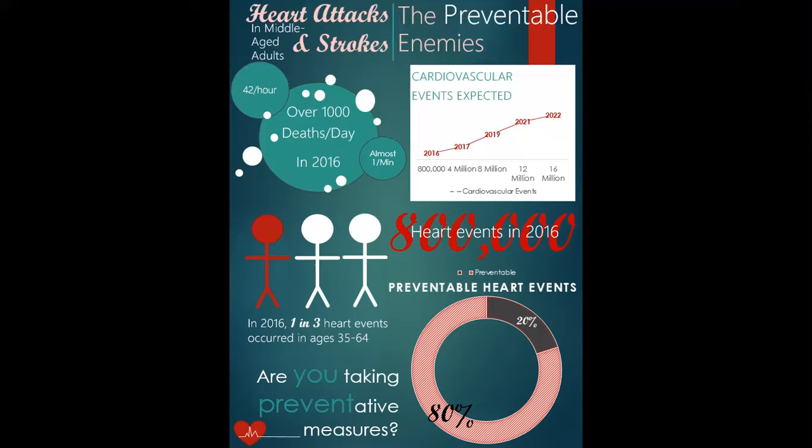I also used various alignment styles. So again, if you direct your eyes back up to the top, you can see the Preventable Enemies and Heart Attack and Strokes. They're right aligned and they're left aligned. This brings it together. I also used center alignment in some of my designs.